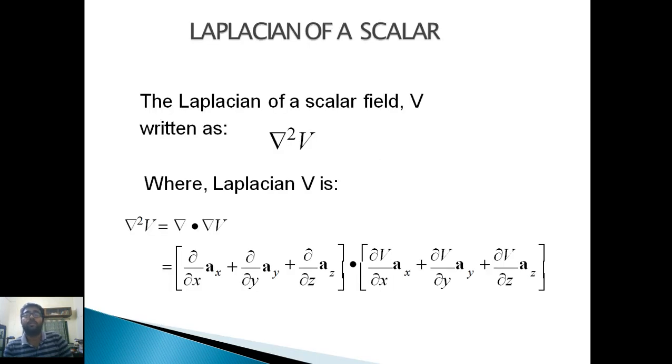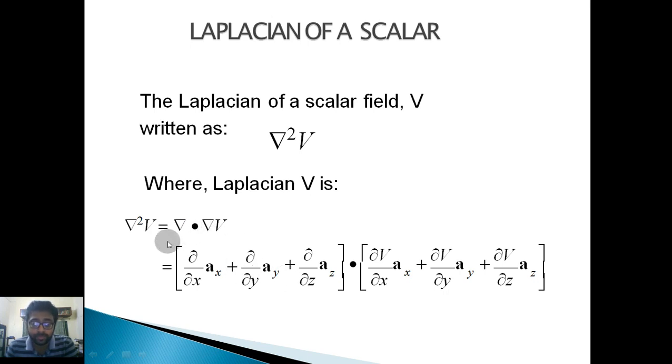Now, the Laplacian of a scalar. What is the significance of the Laplacian of a scalar? The Laplacian of a scalar field is written as del square V. Now, del is basically the del operator, where the Laplacian V, del square V, is del dot del V. This is the important factor. The del square V is basically del dot del V.